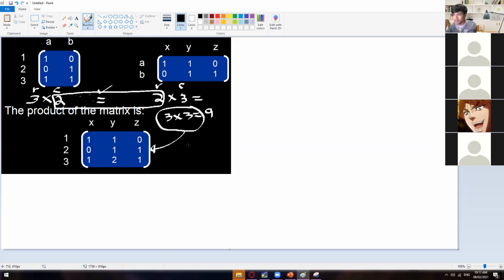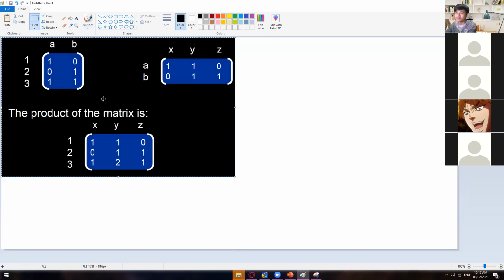Yes, sir. All right, so next one is the computation. So how did we come up with this 1, 1, 1, 1, 1, 2, 1? Here's the process. You have to multiply this row to this column. So 1 times 1 is 1, plus 0 times 0 is 0. So 1 plus 0 is equal to 1, which is now this one.